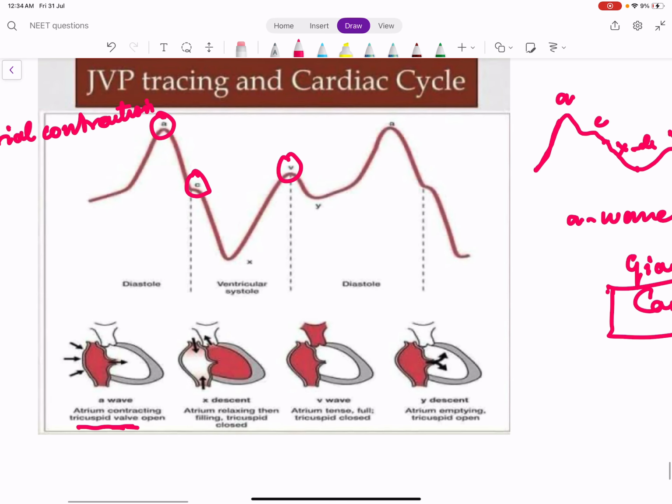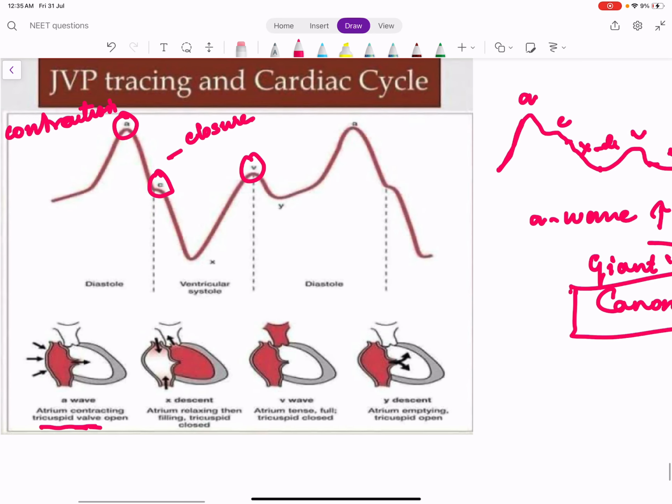So what is C? So after atrial contraction, blood empties into the ventricle. Now ventricle is full. So since diastole ends, now ventricle goes for isovolumetric contraction. So the tricuspid valve closes. The tricuspid valve closure causes a pressure wave in JVP. It is called C wave. It is not clinically significant.